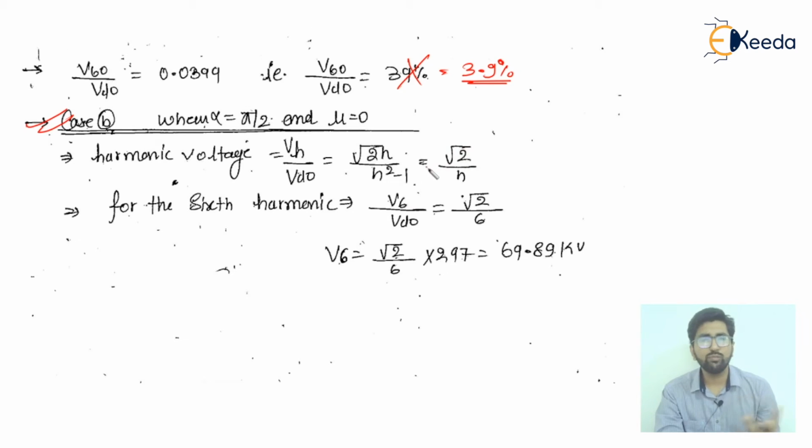Now just put the values. What is V6 upon Vd naught? Put the values here and you are going to get root 2 upon 6, and after multiplying with Vd naught, you get 69.89 kilovolt. This is the magnitude of the sixth harmonic voltage. In this way you can find it if it is given for the 12th harmonic, the 11th, the 13th, the 23rd and the 25th. Likewise you can find using these formulas.